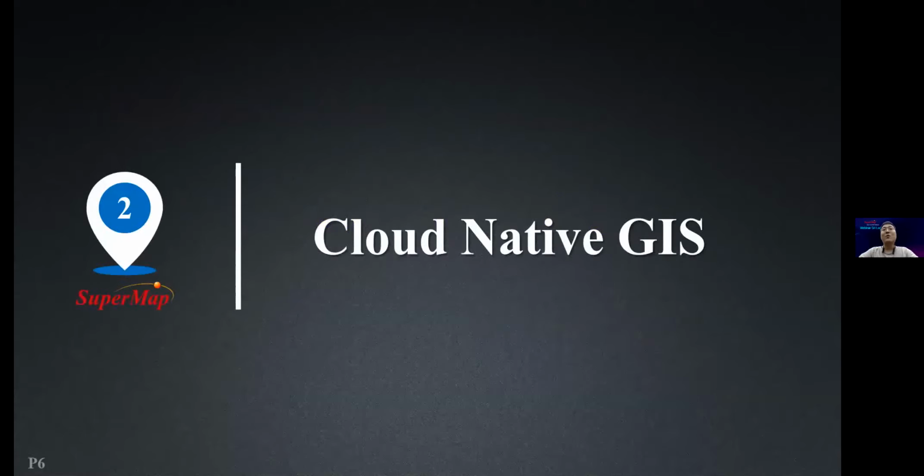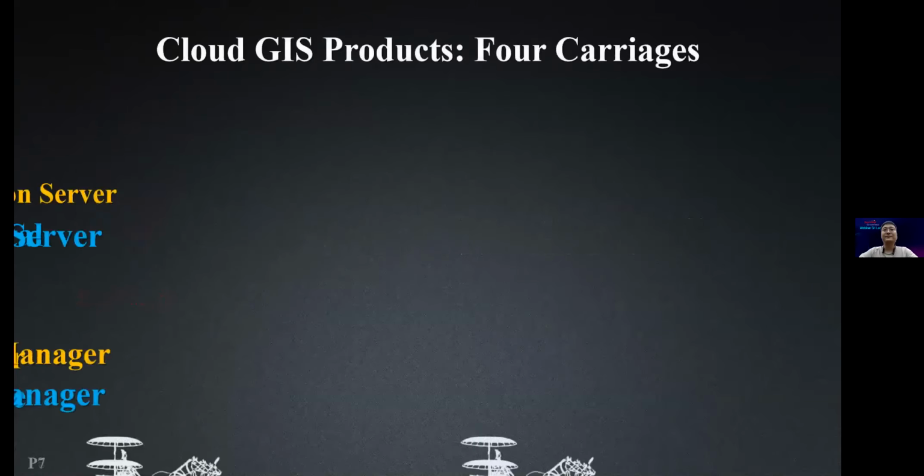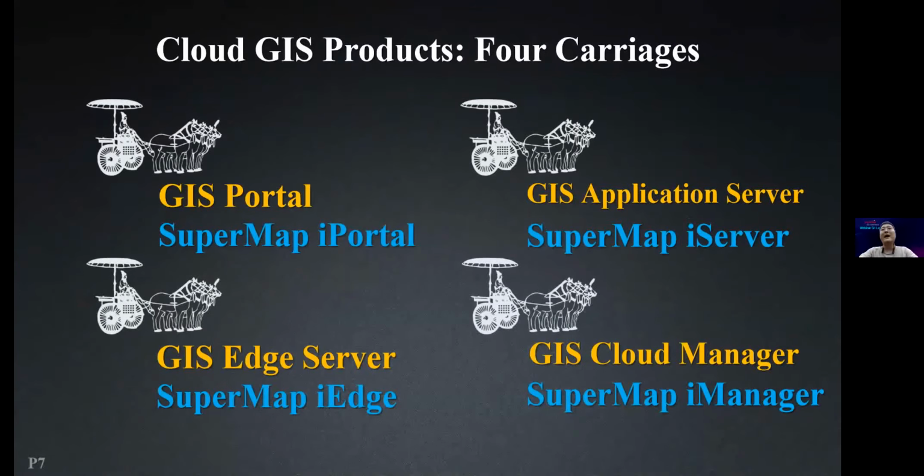And the second feature of SuperMap BITCC technology is Cloud Native GIS. In SuperMap, we mainly have 4 products on Cloud GIS. We call them the 4 carriages. They are SuperMap iPortal as the GIS portal, and SuperMap iServer as the GIS application server. We can use iServer to publish our spatial data and GIS capabilities as services. SuperMap iEdge is mainly focused on edge computing, and SuperMap iManager is focused on operation and maintenance. It is the GIS Cloud Manager.